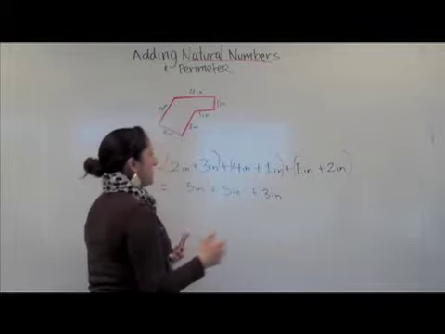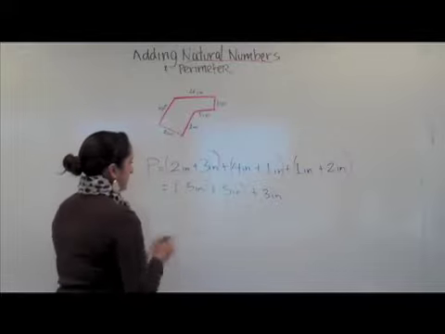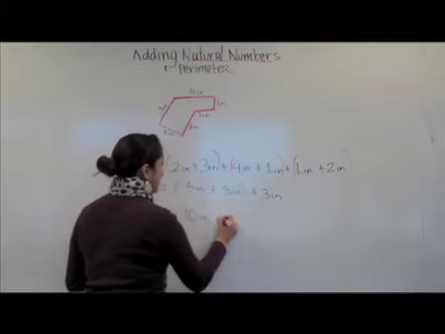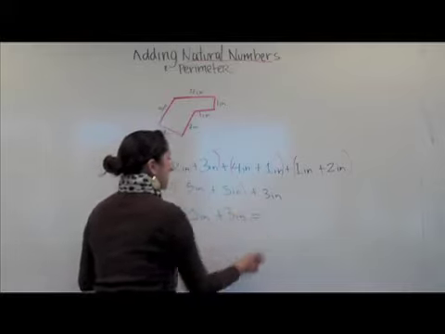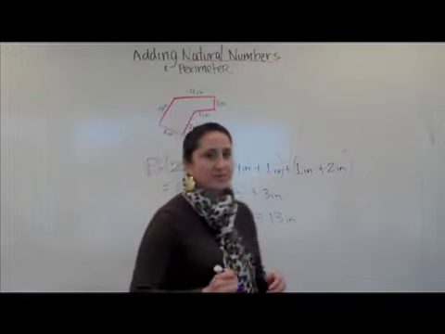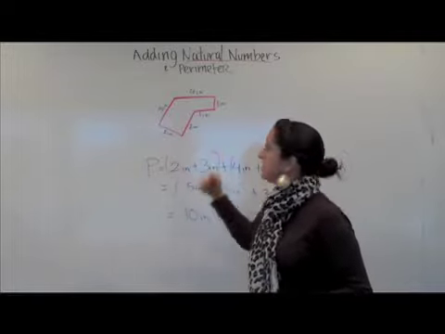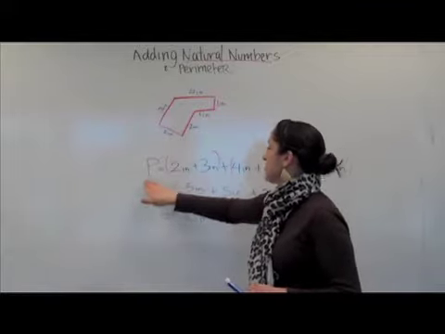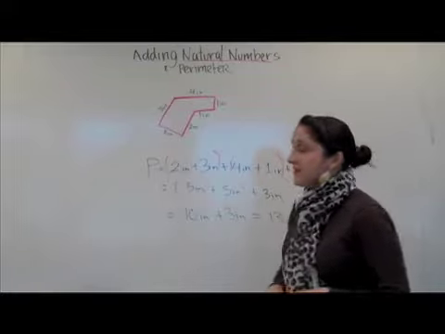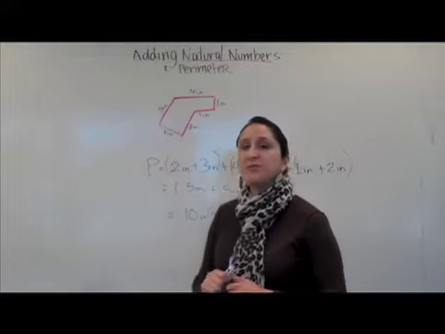Now I'm going to randomly decide to group these first numbers. When I add 5 to 5, I get 10 inches, plus another 3 inches, which gives us 13 inches. What does 13 represent again? If we remember, we were trying to find the perimeter of this polygon. That means this polygon has a perimeter of 13 inches. That is how we add natural numbers and how we also find the perimeter of any polygon.